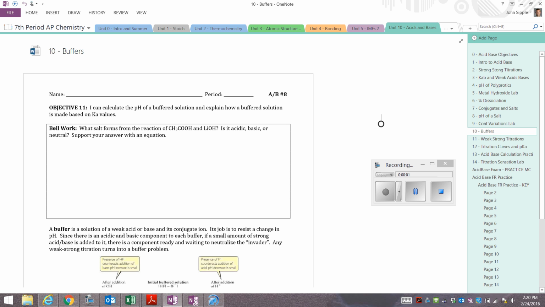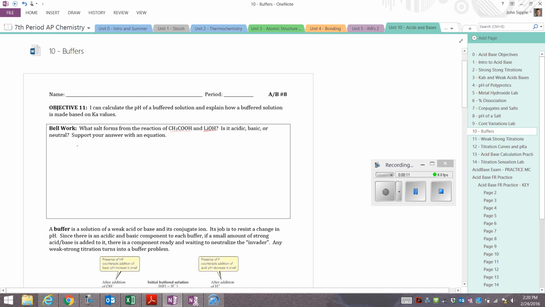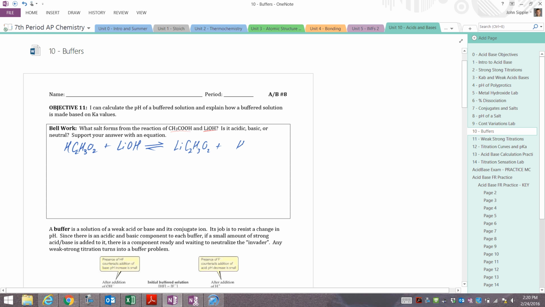You've got a reaction here between acetic acid and lithium hydroxide. So you've got that double replacement reaction happening, or neutralization, however you want to view it. You react it with lithium hydroxide, and it is going and forming what? Lithium acetate and H2O together.